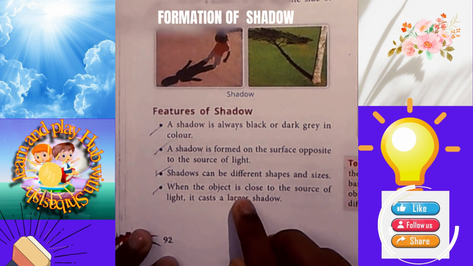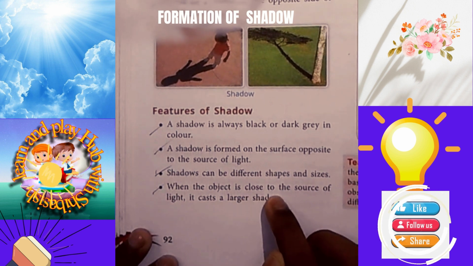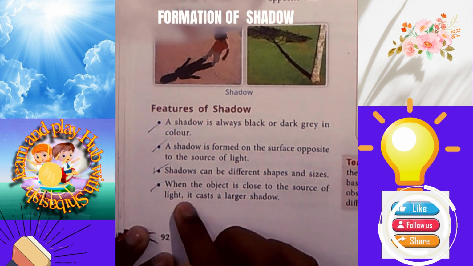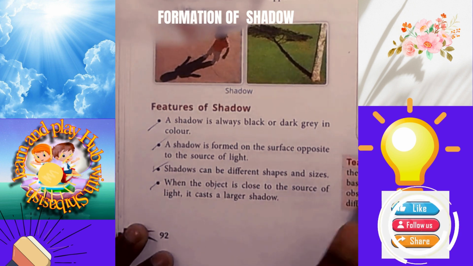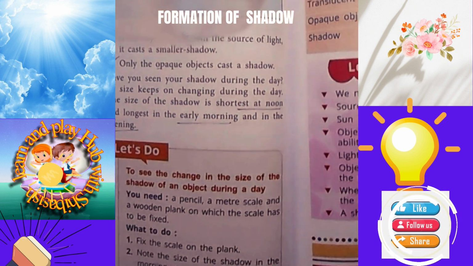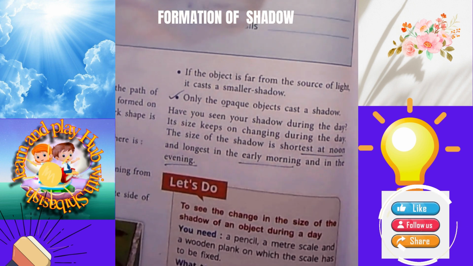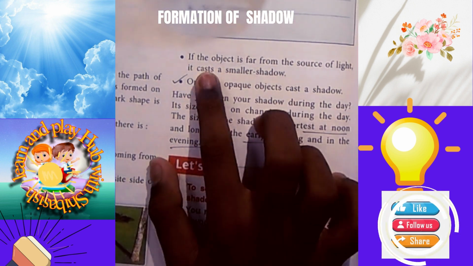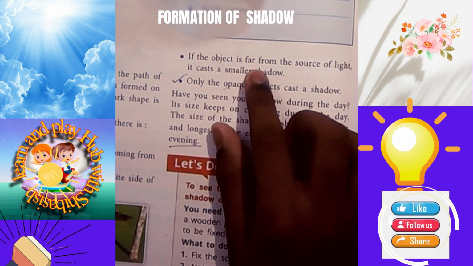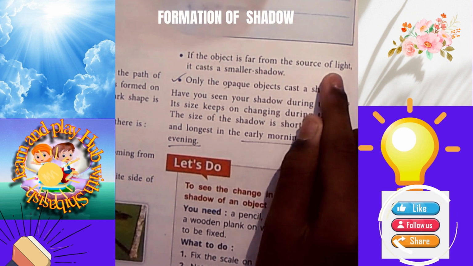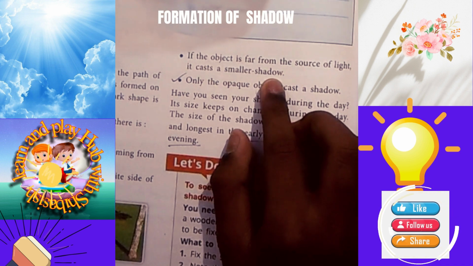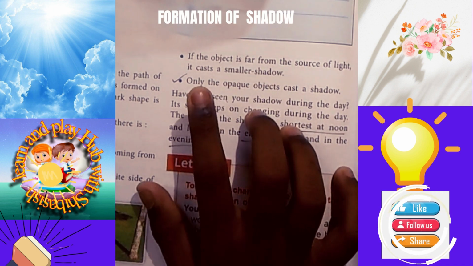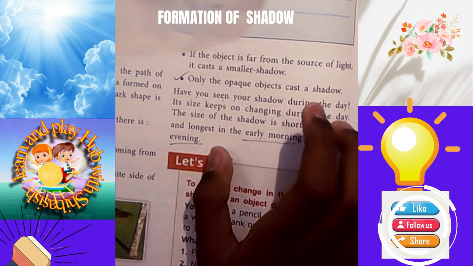When the object is close to the source of light, it casts a larger shadow. Next, if the object is far from the source of light, it casts a smaller shadow. Next, only an opaque object casts a shadow.